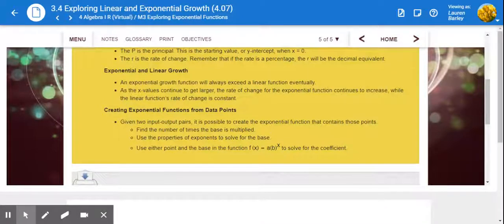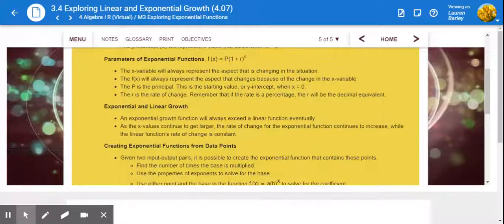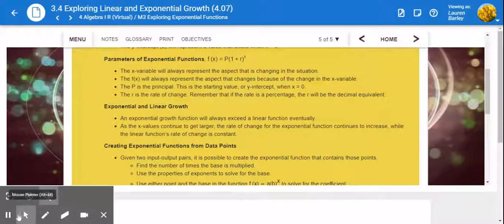For this lesson, the key point is that exponential functions will always grow or exceed linear functions. They may start off lower, but eventually they will become more. All right, go ahead and try out the quiz. Good luck.